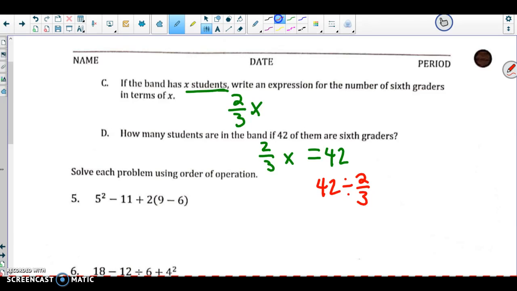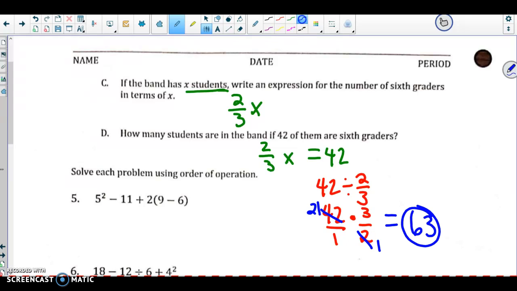And remembering what to do there, we're going to take 42 times, and we're going to use that reciprocal. Use 3/2. And the good part is I can simplify. 2 goes into 2 once and into 42 21 times. And 21 times 3 would be 63. So there would be 63 students in all if 42 of them are sixth graders, if it follows the same pattern.